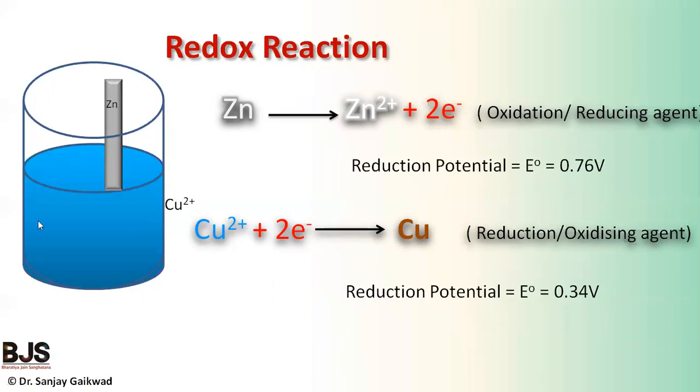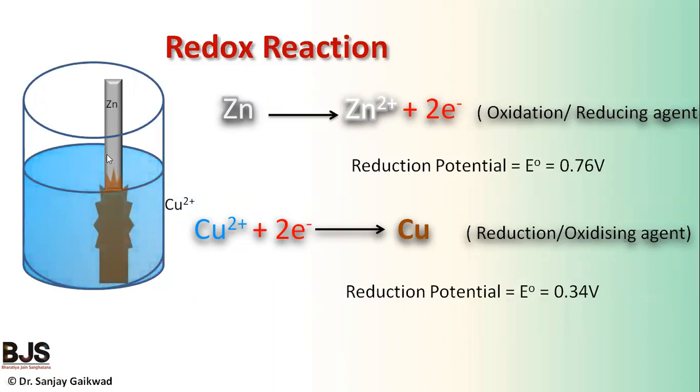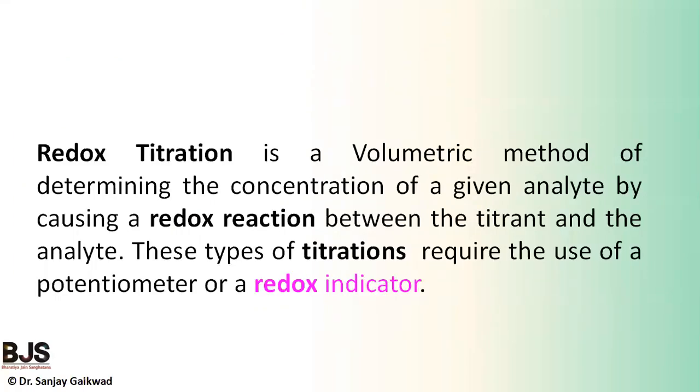Now, this is the copper solution, and when we keep the zinc rod in the copper solution, after a certain time it is observed that the copper present in ionic form gets deposited on the electrode, and the zinc gets dissolved into the solution, and the solution becomes colorless because it forms zinc solution. In the case of copper, reduction takes place, and in zinc, oxidation takes place.